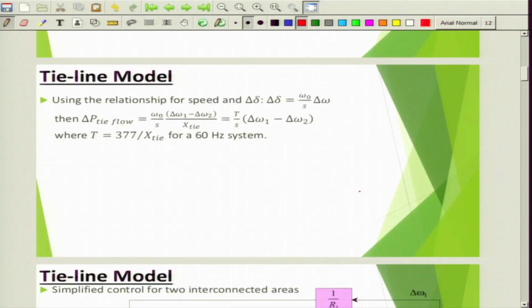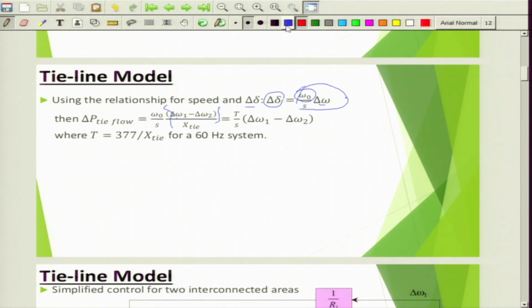Now using the relationship for speed, delta is nothing but the integration of the speed, or speed is nothing but the rate of change of phase angle. So this is 1 by s into delta omega multiplied by the base value omega naught. This is the change in angle. Then delta P tie flow is nothing but 1 by XTI, and earlier it was delta 1 minus delta 2. Now you replace in terms of speed, so you will get omega naught by s times delta omega 1 minus delta omega 2. This is nothing but omega naught by XTI.